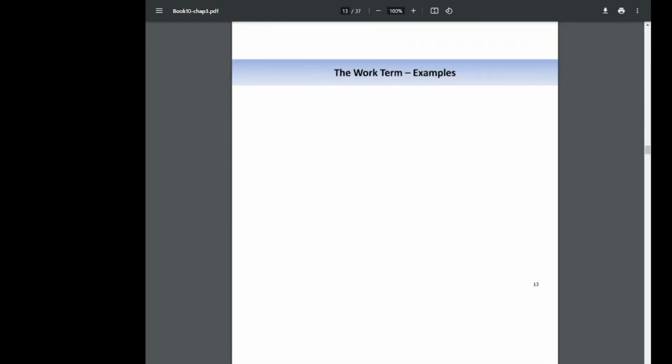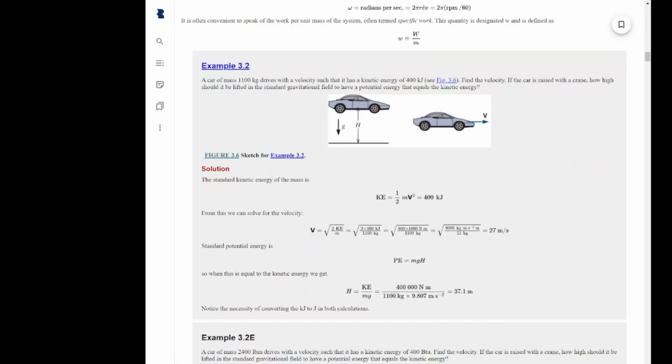Okay, so we can look at an example. We'll go to the text for that. Here's example 3.2. Okay, in this problem, I have a car of certain mass. It drives along with a certain velocity. And from that, we're able to determine that it has a kinetic energy of 400 kJ. Okay, and then it's find the velocity.